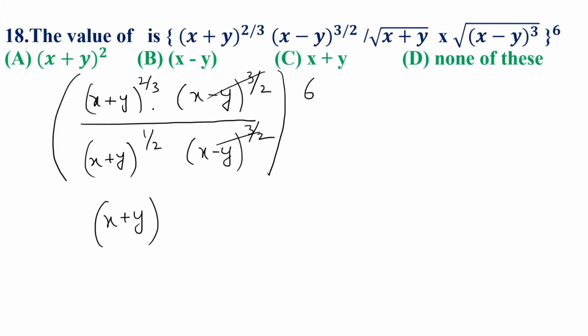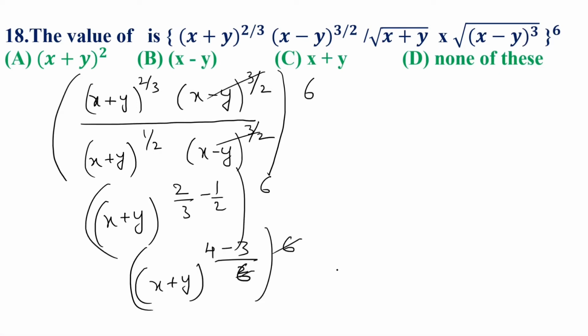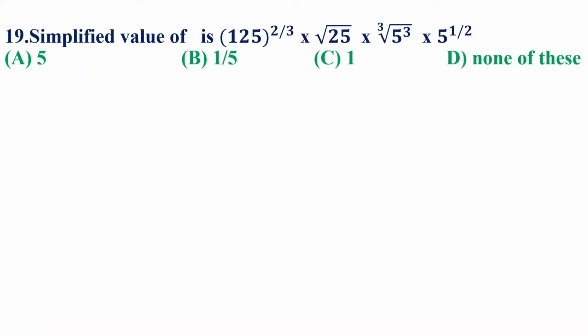a to the power of m by a to the power of n is equal to a to the power of m minus n. So 2 by 3 minus 1 by 2 whole to the power of 6. So 1 by 6, so 6 will be cancelled. So x plus y is the answer. So option C is the correct answer.